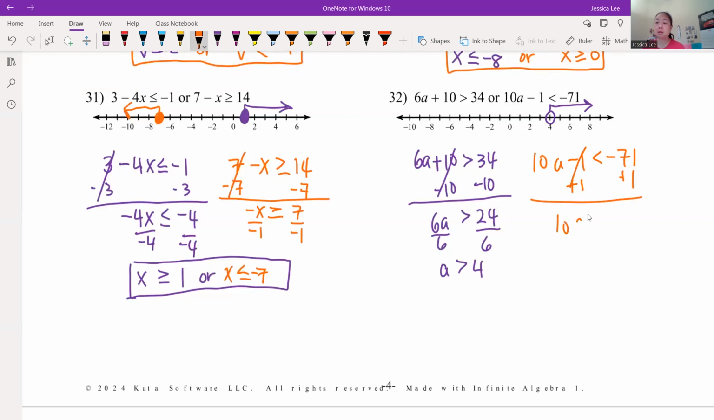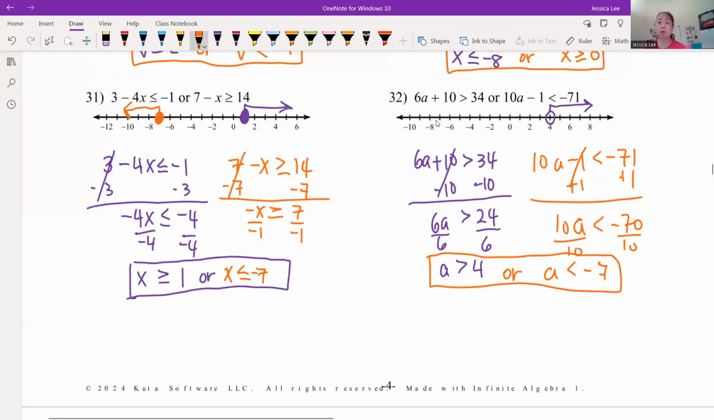10a is less than negative 70. Divide by 10 on both sides. And we got a is less than negative 7. We're not flipping the inequality just because this answer is negative, right? We did not divide by a negative, so we just leave it. Don't forget our "or."